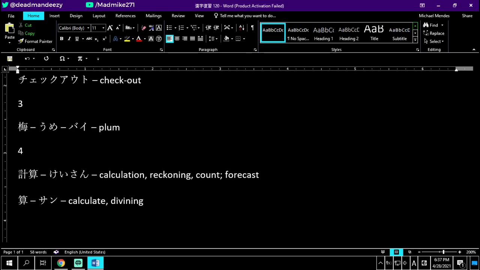San, ke san no san, for calculation or divine. Ke san no san. San. Calculation or divining.